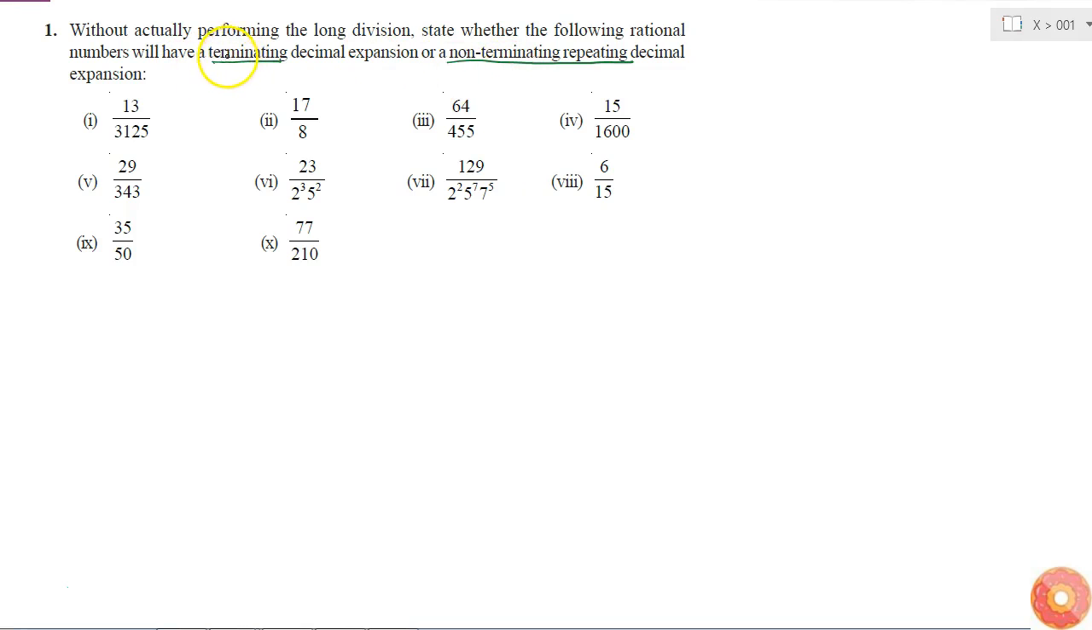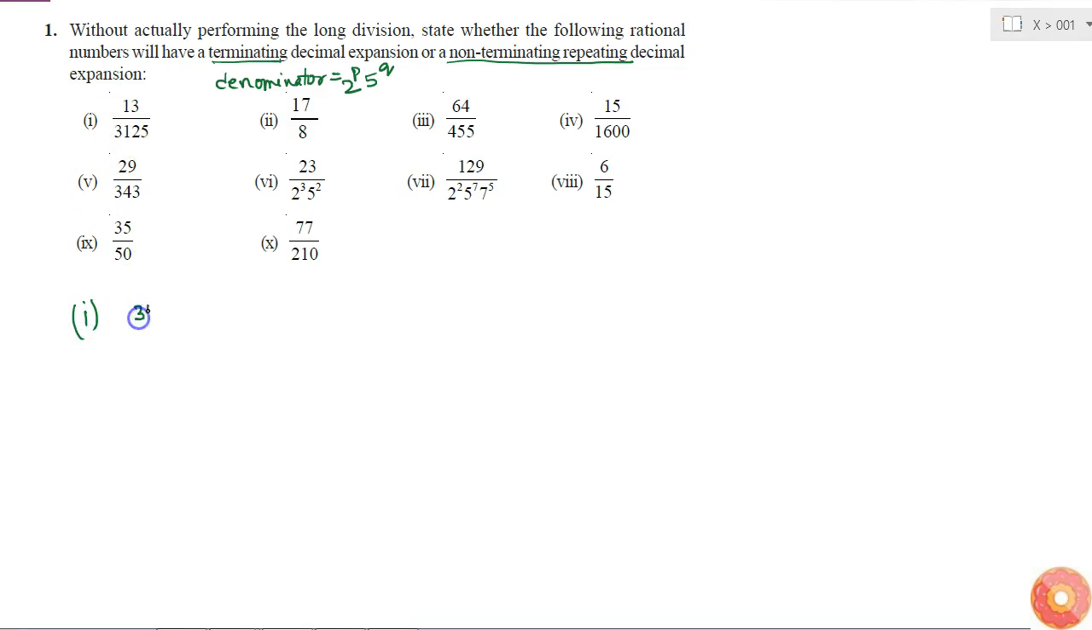Therefore, for a fraction to have a terminating decimal expansion, its denominator should be of the form 2 to the power p into 5 to the power q. That is, it should have only the prime factors 2 and 5. If it has any other prime factor, then it will be a non-terminating repeating decimal expansion. Okay. So if you look at the first part, what is the denominator?